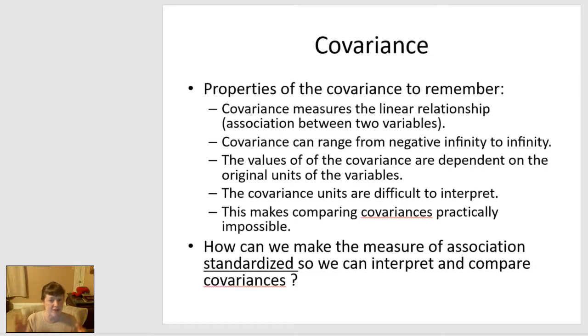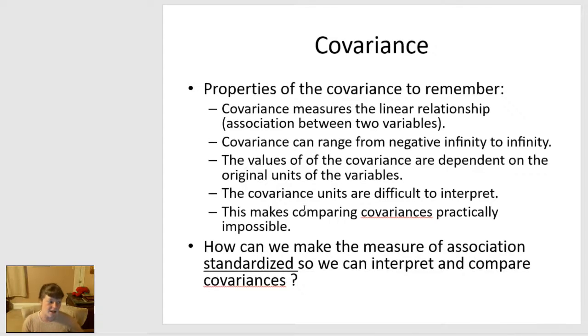And it can range from negative infinity to positive infinity theoretically, depending on what you're measuring, right? If you're measuring the distances between stars, we're going to be talking in light years. It can be really any number because it's based on those original units of measurement, because it is unstandardized. So other than the fact that it could be a positive or negative number, you can't really interpret it. And so you can't compare two covariances. And so it's not all that great all by itself.